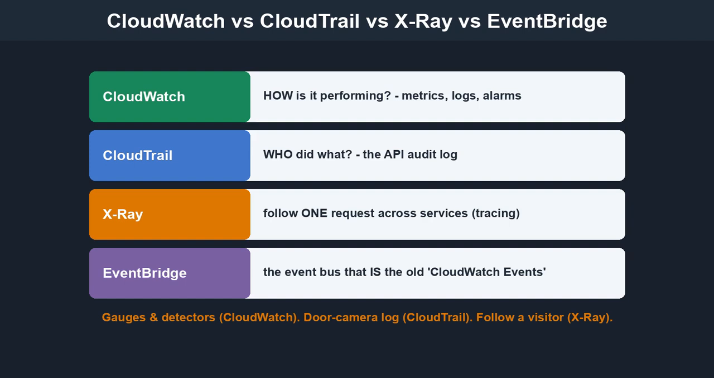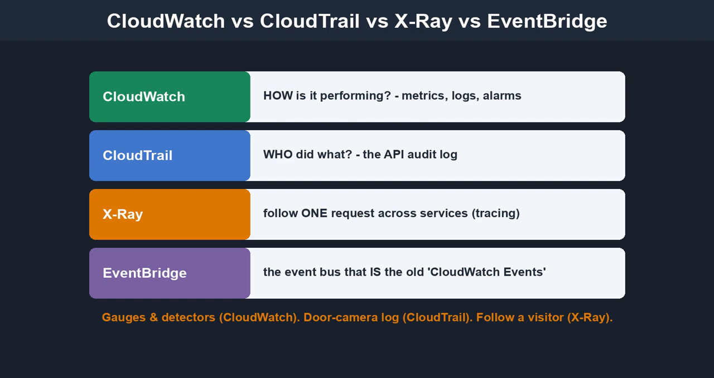Finally, 4 services people constantly confuse. CloudWatch answers how is it performing: metrics, logs, and alarms. CloudTrail answers who did what. It's the API audit log of every action in your account. X-Ray lets you follow one single request as it travels across many services. That's distributed tracing. And EventBridge is the modern event bus. And here's the secret. It is literally the old CloudWatch Events, just rebranded and expanded.